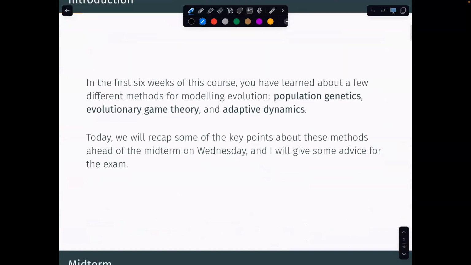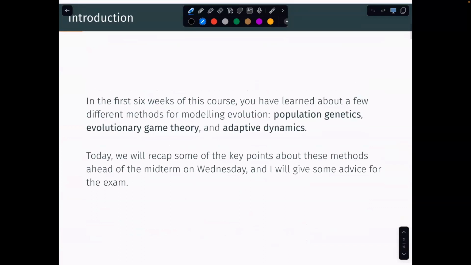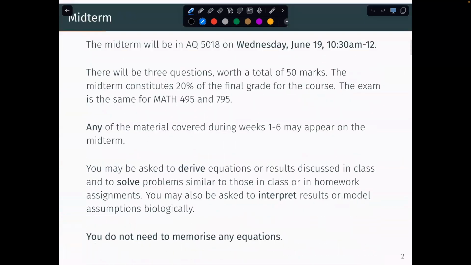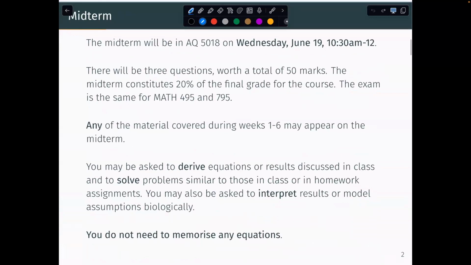Okay, so in the first 6 weeks, we've learned about 3 main different methods of modeling evolution. We started off with population genetics. We then went on to evolutionary game theory, and then recently we've looked at adaptive dynamics as well. And adaptive dynamics, we'll be carrying on looking at and applying to some different scenarios over the next few weeks. So I wanted to spend today recapping the main ideas as well as going through some information about the midterm to make sure everyone's on the same page.